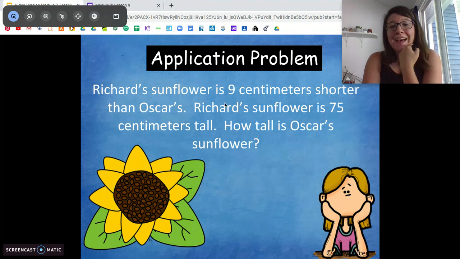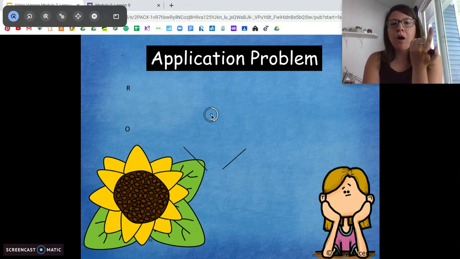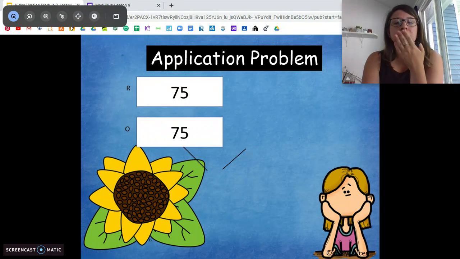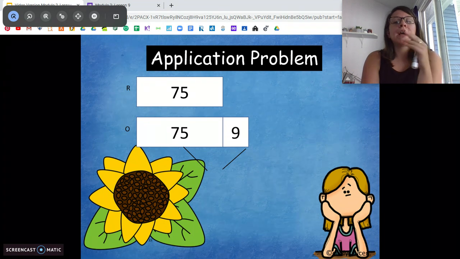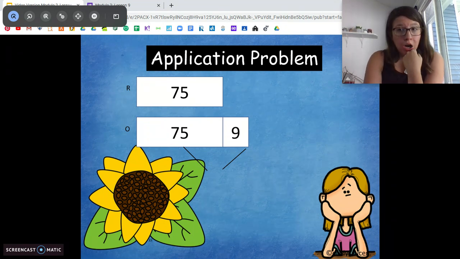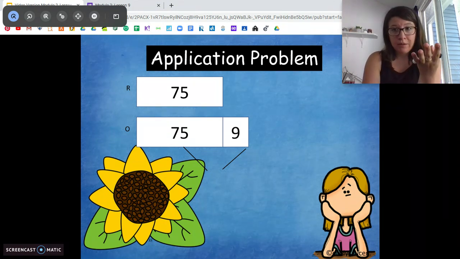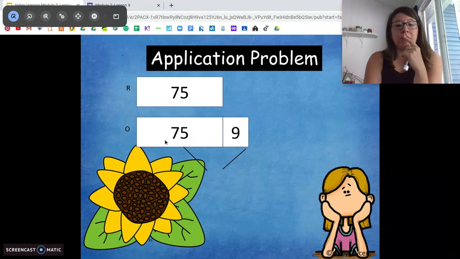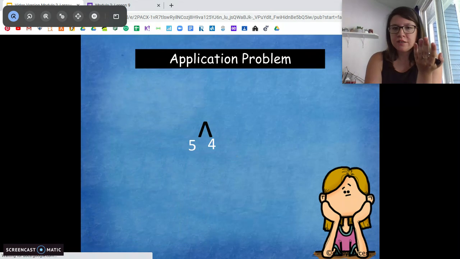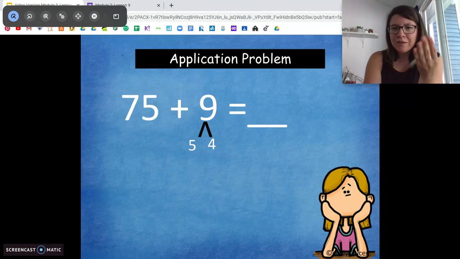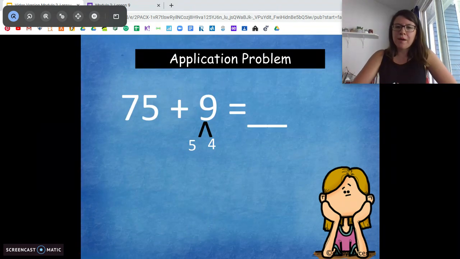So we have to add this 9 centimeters onto Oscar's because we know Oscar's is shorter. So Oscar's is longer, I'm sorry. We're going to add those 9 onto Oscar's sunflower. Very good. So we know Richard is 75, but we need to figure out Oscar's. So let's just add those together. Pause the video and finish solving this problem for me.